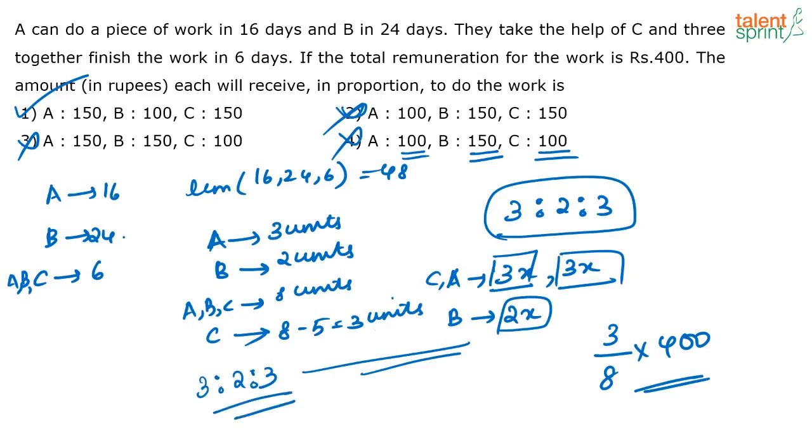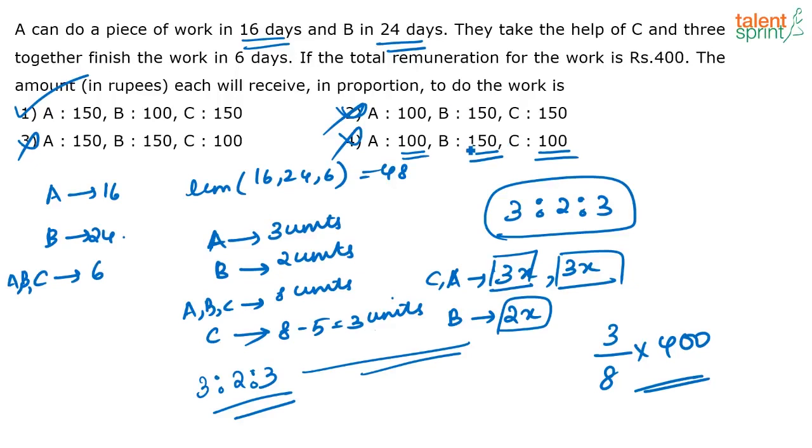Another very good clue given in the question is, see, A alone is taking 16 days to finish the work. B alone is taking 24 days to finish the work. So definitely A is more efficient, correct? A takes lesser number of days and B takes more number of days. So definitely A has to receive more money than B. Even if you consider that, there is only one option which satisfies that, right?